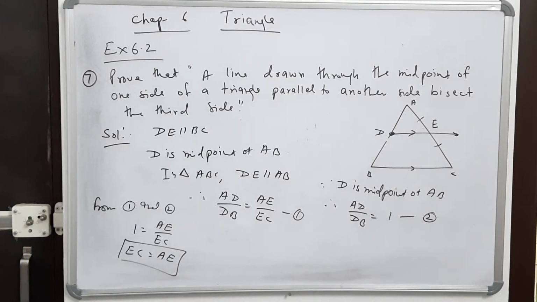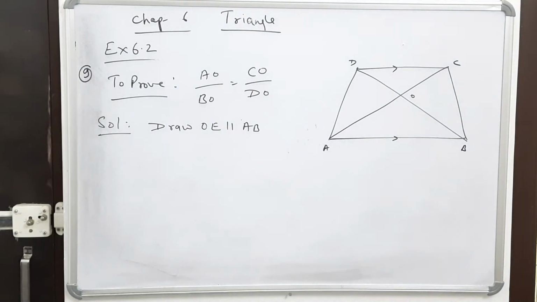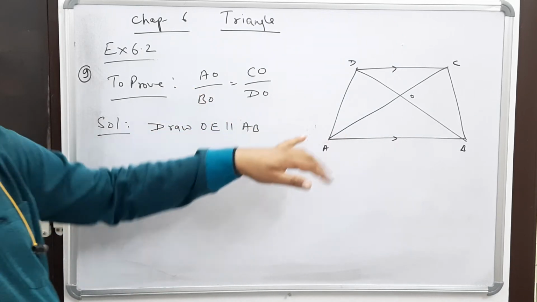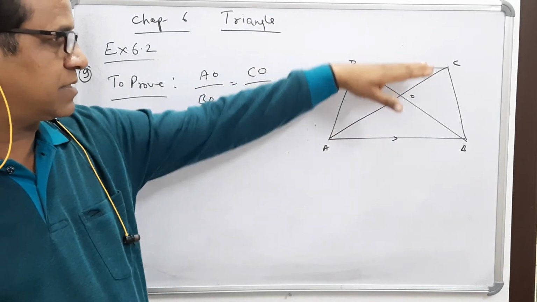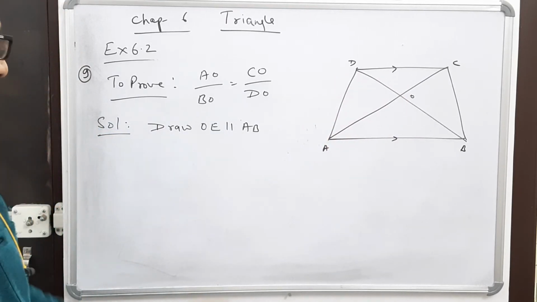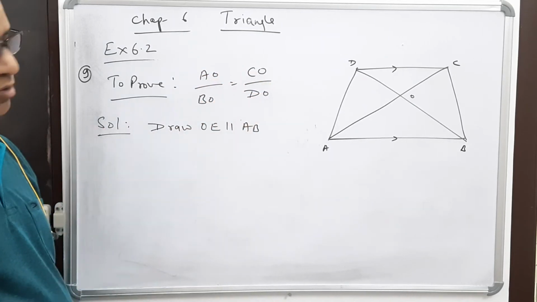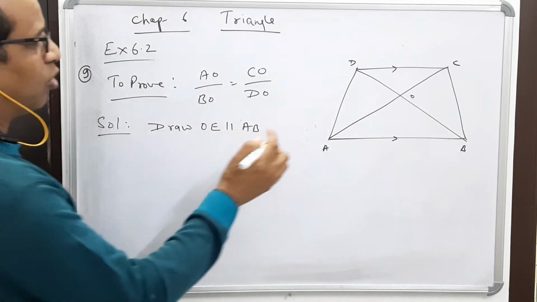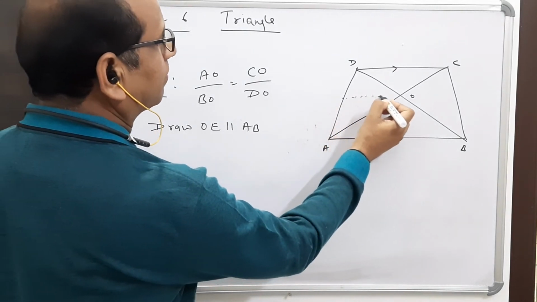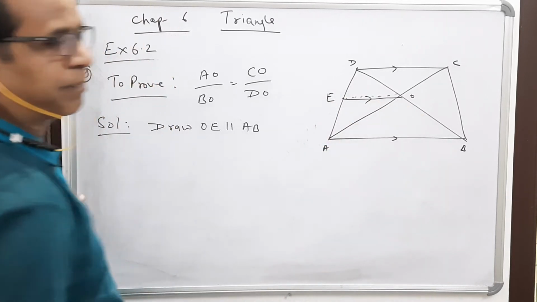Now I am taking the next problem, that is problem number 9. Yes, dear students, one of the important sums. ABCD is a trapezium. This line is parallel to this line and the diagonals are intersecting at point O. And we have to prove that AO upon BO equals CO upon DO. So the first construction is draw OE parallel to AB. So here I am making one parallel line. This line is parallel to this line.